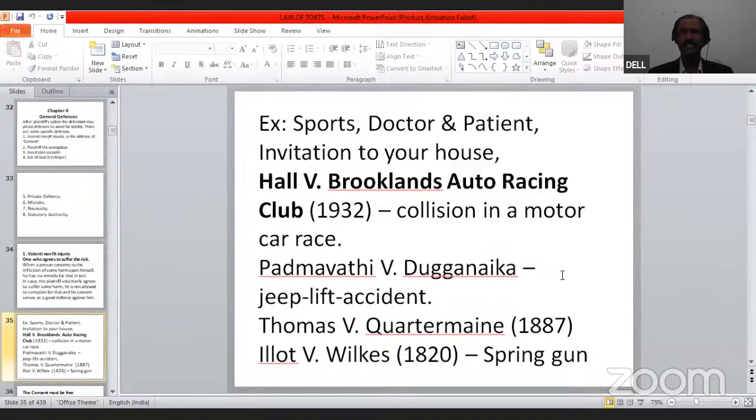The doctor takes the consent. Nowadays, you know, they take a written consent and then treat the patient. So express consent is given, of course.